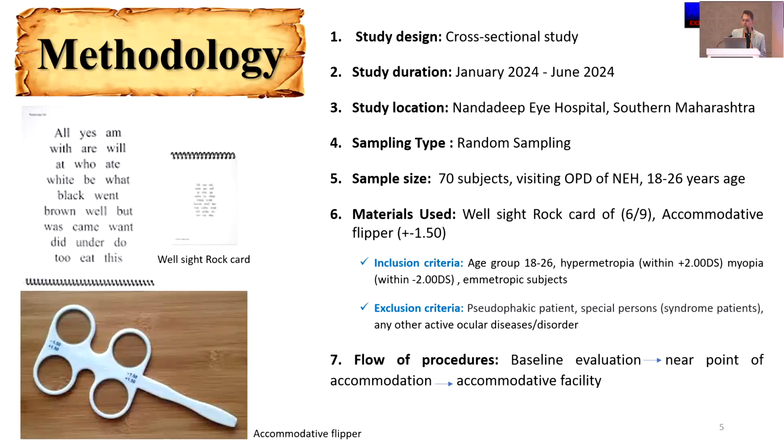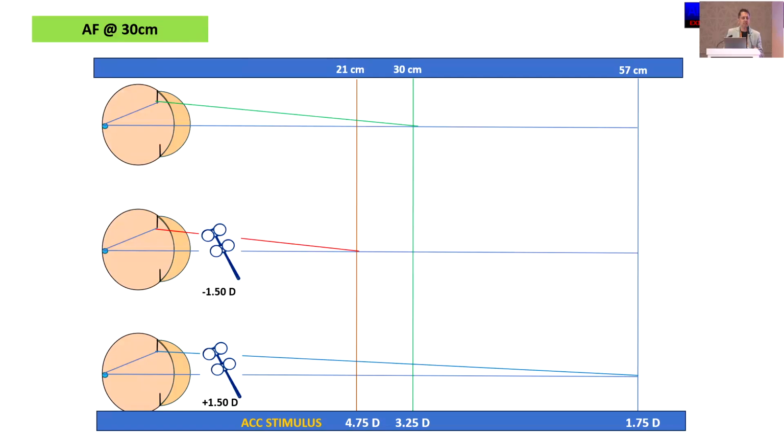After baseline refractive evaluation, we checked for the accommodative facility. So at varying distances, the use of an accommodative flipper of plus 1.5 and minus 1.5 is going to raise accommodative demand, and we'll be measuring the number of cycles the patient can clear in a minute's time.